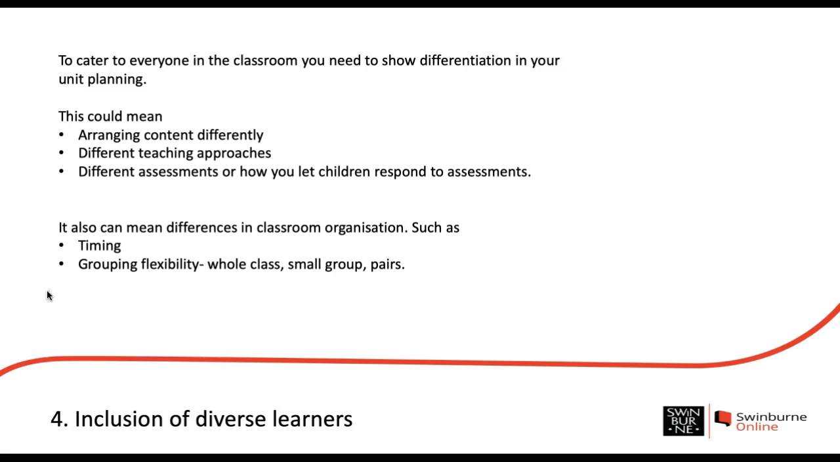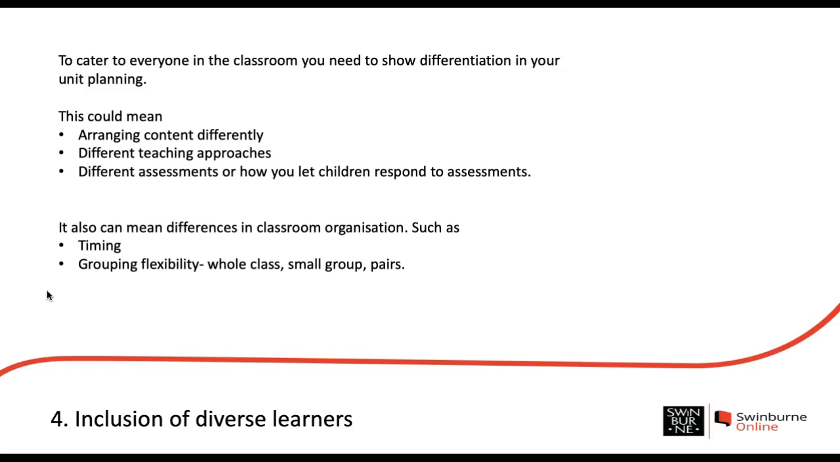I'm not sure about different assessments. It could be possible that students might need different assessments, or they just might need to be able to respond to assessments in different ways. The more at-risk students might need more individual conferencing for you to check on how they're going. So just think about how you can have inclusion in your assessments as well. It's not just content related.